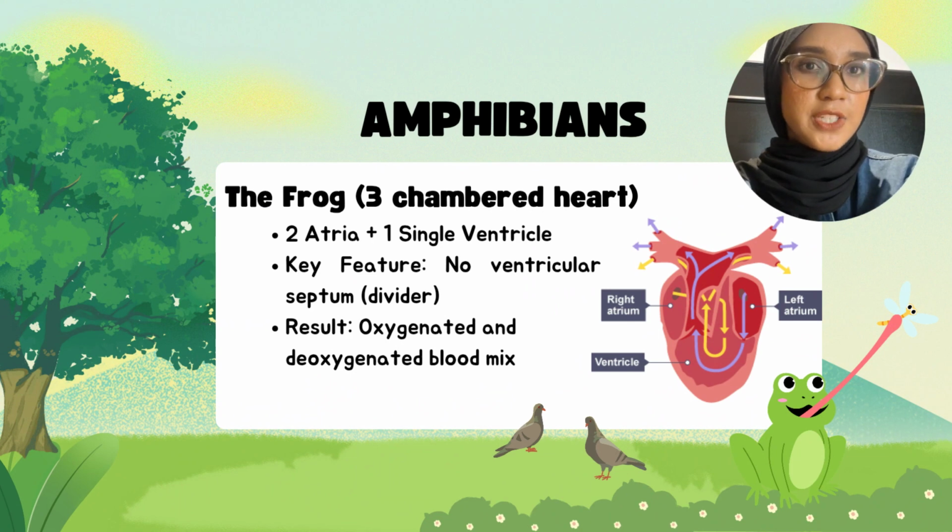Let's start our comparison with the amphibian, using the frog as our example. As you can see on the slide, the frog has a 3-chambered heart. It has 2 atria at the top, but the crucial part is at the bottom. It has only 1 single ventricle.